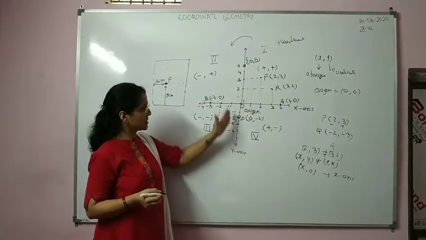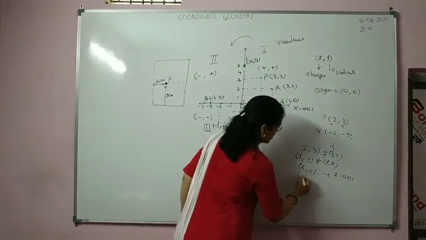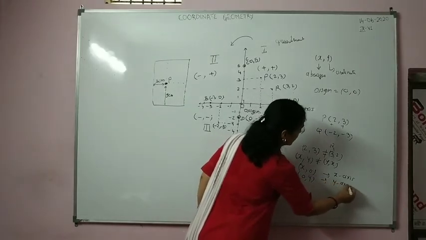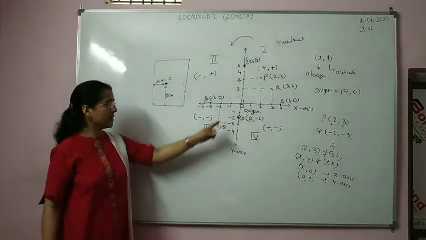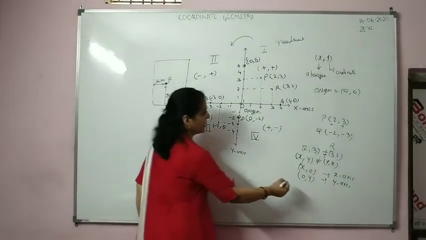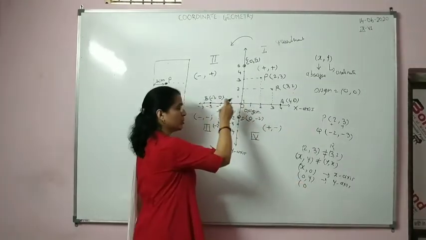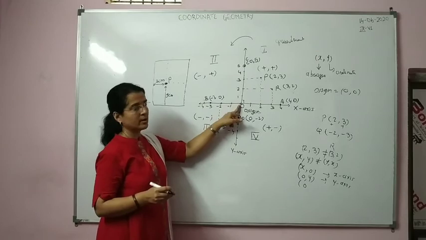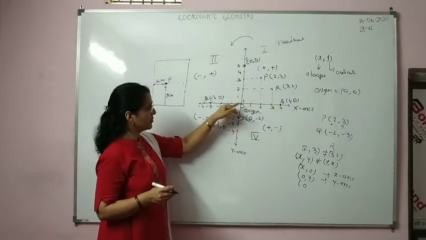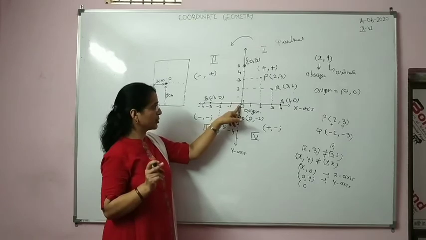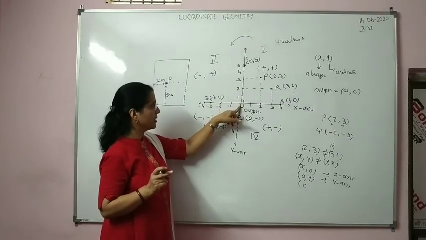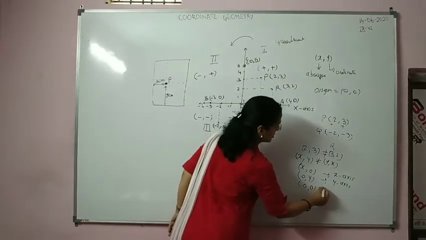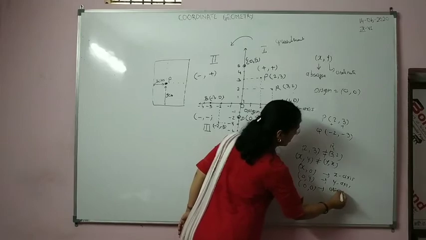Then what conclusion can you draw? Any point which lies along the y-axis, its form is 0, y. This is the origin. What is the coordinate of the origin? The origin is the point where the x-axis and y-axis both cut each other. To locate the position of the origin, first you see the x coordinate. It is 0, as we are not going upside or downside. The y coordinate is also 0. So the coordinate of the origin is 0, 0.